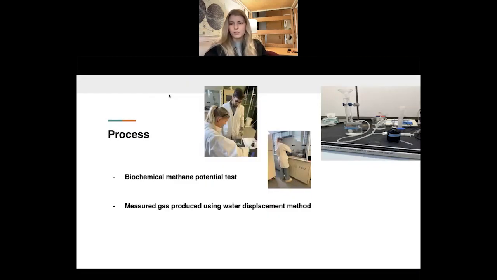So this is the process that I used to collect my data. About twice a week, I regularly measured the biogas that each bottle produced using a water displacement method and recorded the amount of biogas that was produced. As we got further into the experiment, the amount of biogas each sample produced per day lowered. This is because the feedstock energy was being used up.